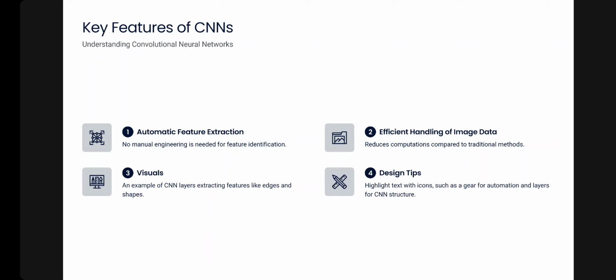Automatic feature extraction: no manual engineering is needed for feature identification. You can just run the image in CNN's neural network, and it will start working on its own, breaking down different images into different parts. And efficient handling of image data: it reduces the computations required by traditional methods, which is the main feature of CNN. And an example of CNN layers extracting features like edges and shapes.